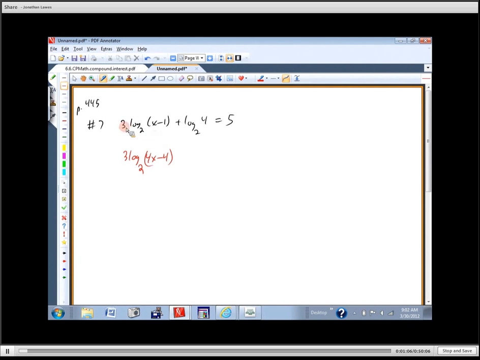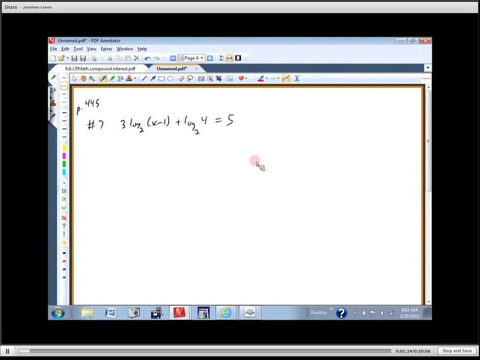See that 3 right there? It only applies to this logarithm right here. If we multiply these together and then still have the 3 out front, doesn't it make that 3 apply to the 4 also? Yeah. It does. So that's not the right way to do it. It's not a bad idea, but it's not the right way to do this problem.